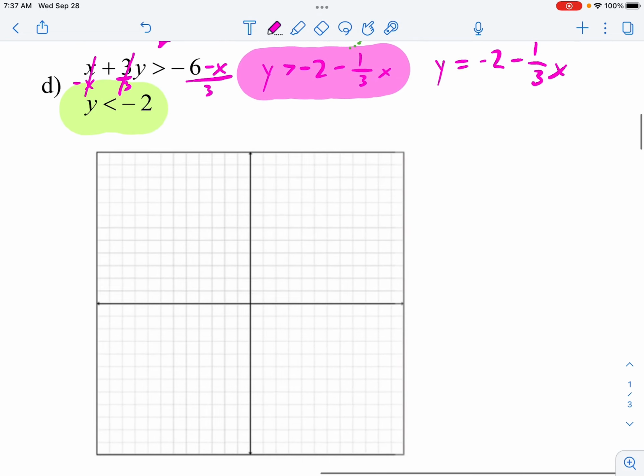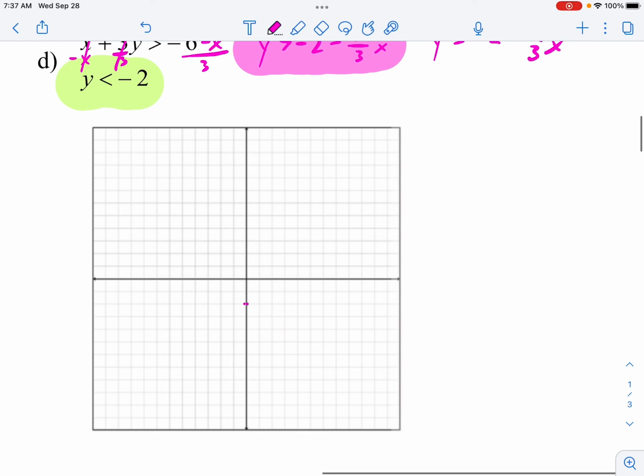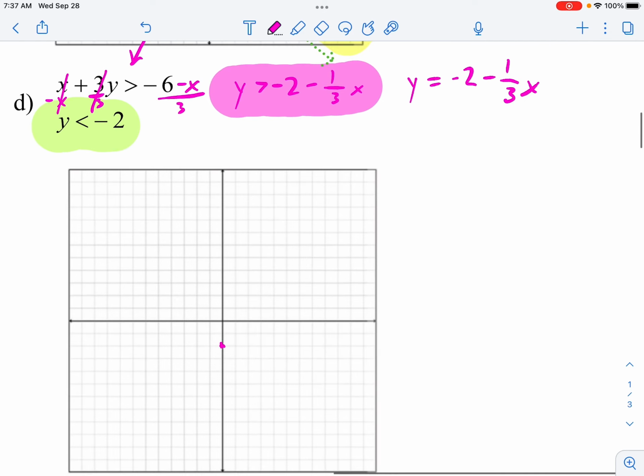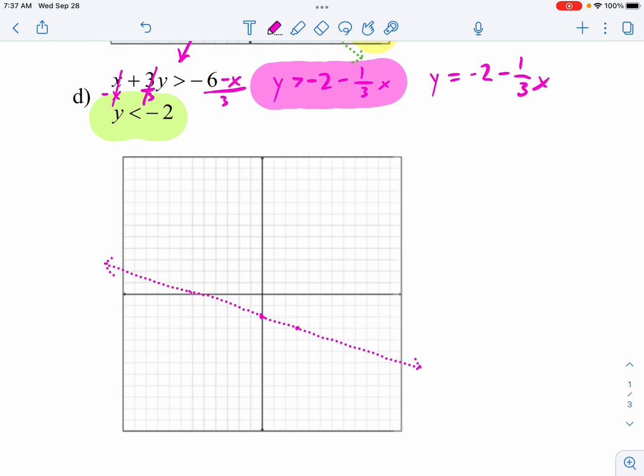Okay. So y-intercept is -2, and then minus 1/3 x, so down 1, right 3. There we go. So that's a decent sketch of that line. This is the line where y equals -2 minus 1/3 x. I want all the y's that are greater than the points on this line, so I'm going to shade above the line in pink.